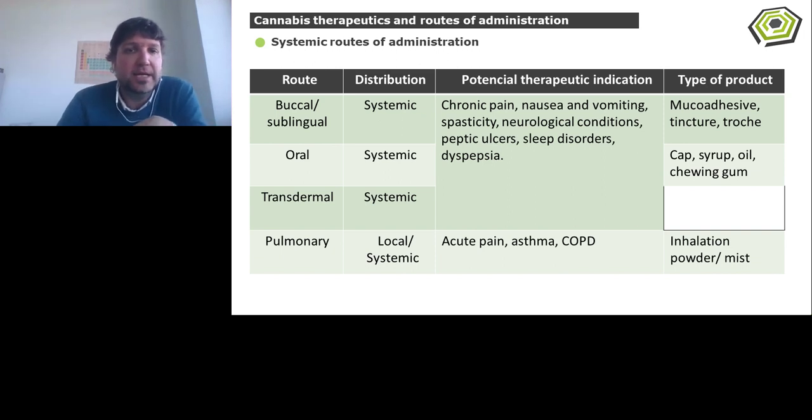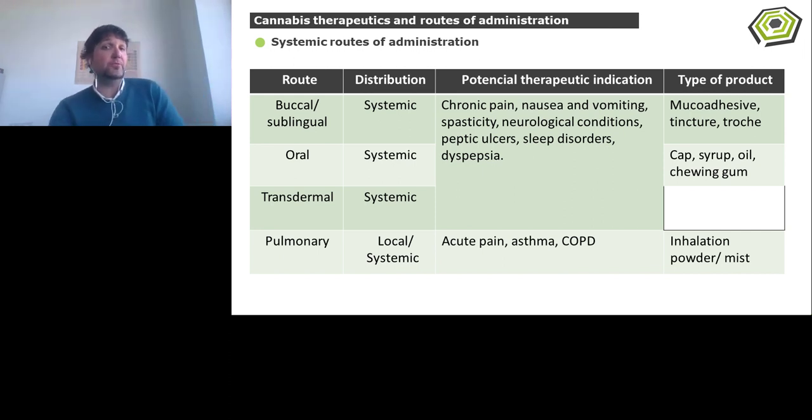So basically, we have systemic distribution, meaning that cannabinoids or any drug that we're taking will get to our blood through the buccal, sublingual, oral, transdermal, or pulmonary route. And these are potential therapeutic indications that will benefit from a systemic distribution of cannabis and cannabinoids.